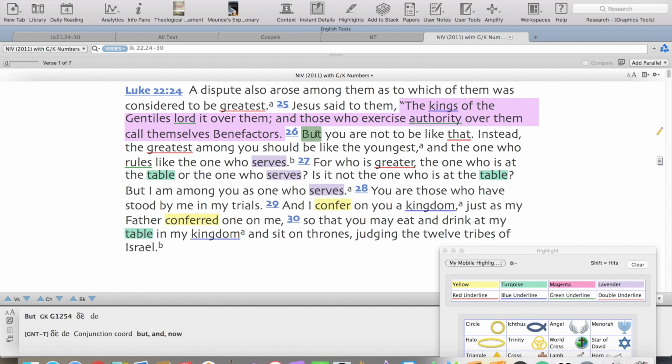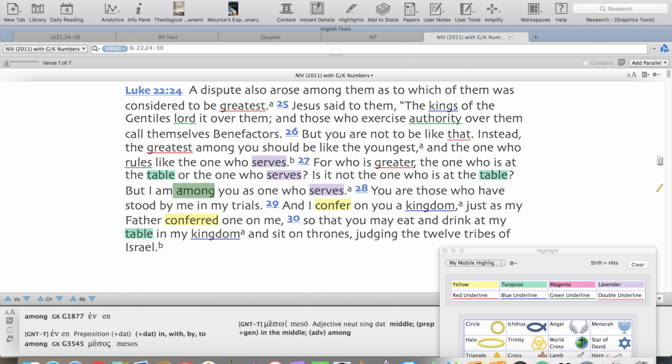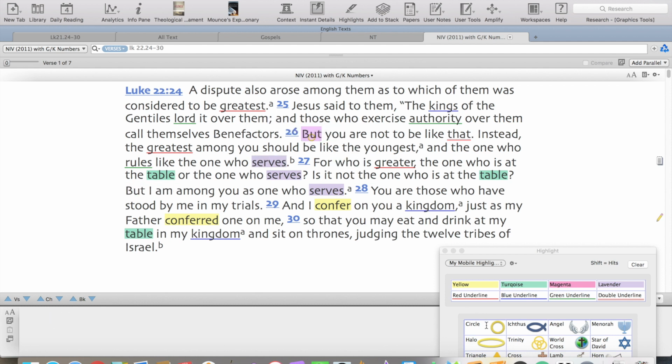And there's another "but." Who's greater, the one who's at the table, or the one who serves? Is it not the one who's at the table? But I'm among you as one who serves. So this sentence is also likely to be very important to be fully understood. I need to ask questions about what that really means. We have a "but" here. What should we do? Let's give that a circle. And a "but" there, symbol, circle. Just to remind myself of how important those words are. But you are not to be like that. But I'm among you as one who serves. So those are some things that need answering.